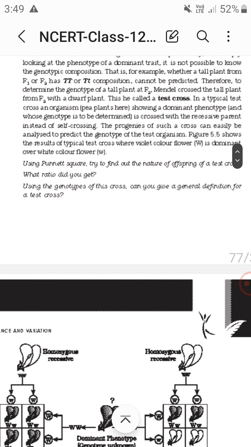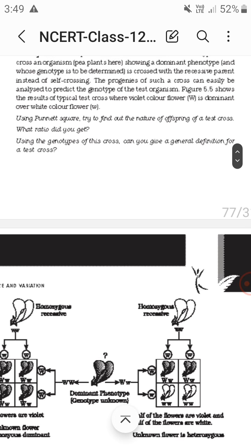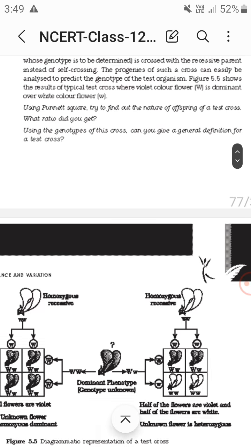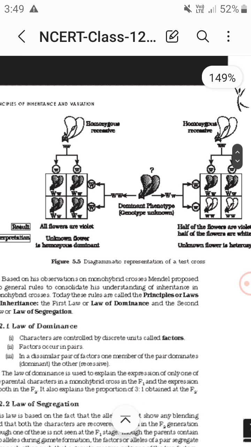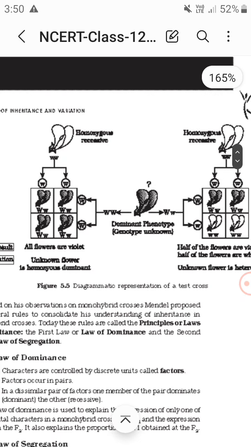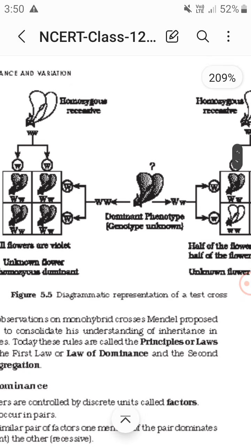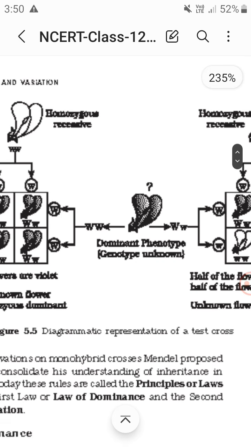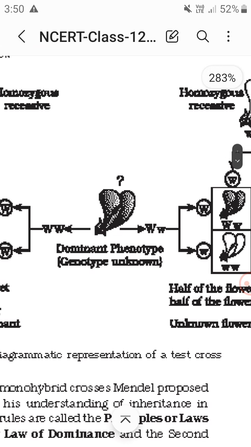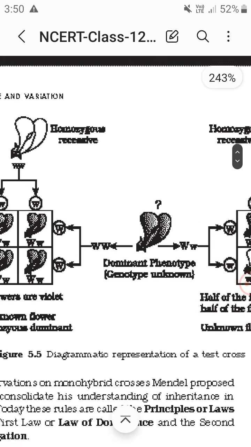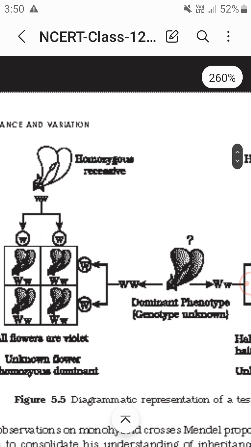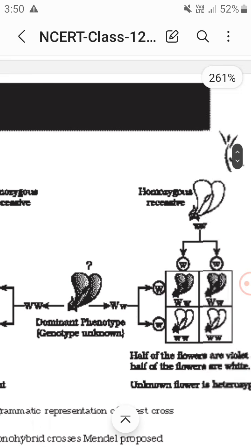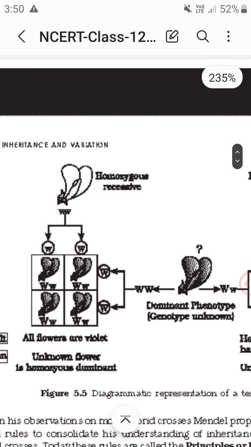So results of a typical test cross where violet color flower, capital W, is dominant over a white color flower, small w. So this is the representation of a test cross where we want to know the dominant phenotype which has genotype unknown. Can be capital W capital W or capital W small w. So we cross it with homozygous recessive. In here also homozygous recessive.